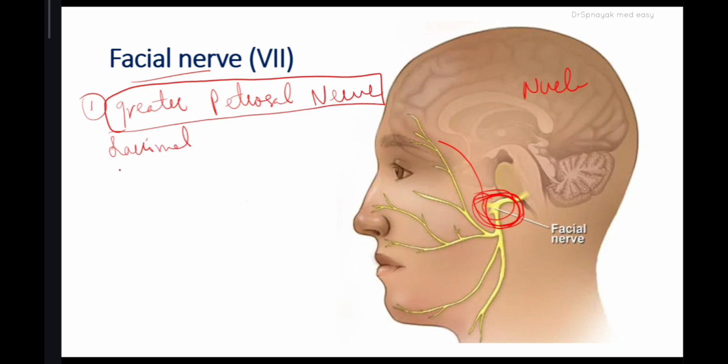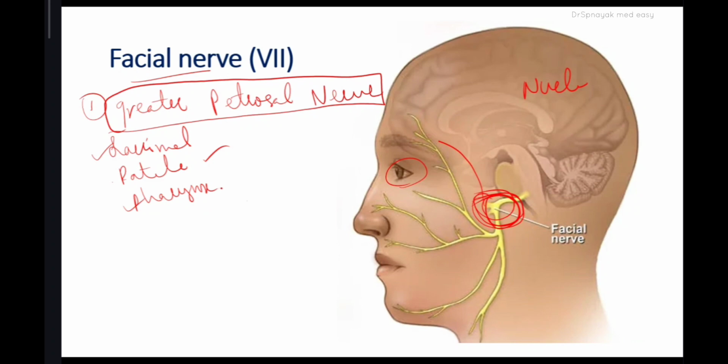It will innervate into the palate, okay, and it will innervate into the pharynx. This is very important. The first part, the petrosal nerve, which is the greater petrosal nerve, is innervating the lacrimal gland in the eyes. It is innervating the palate, and it is innervating the pharynx.